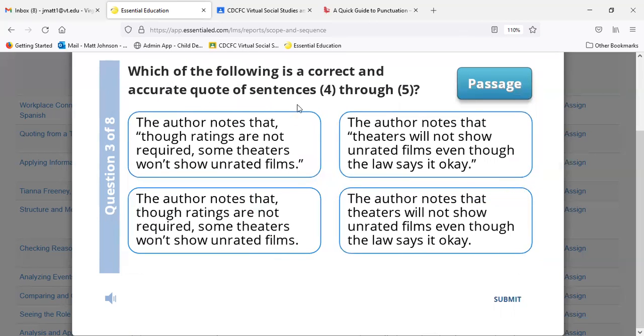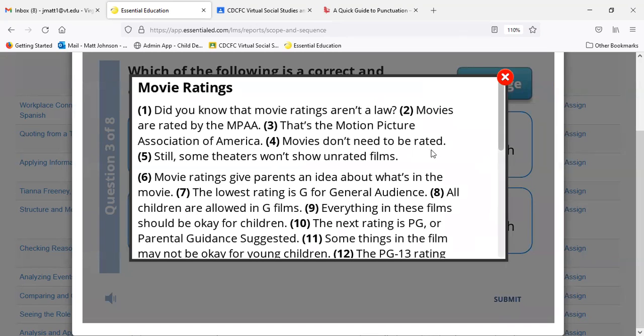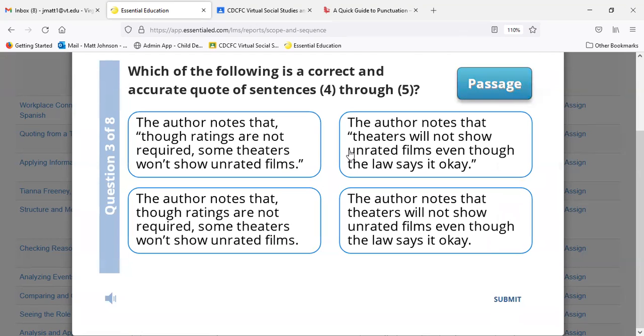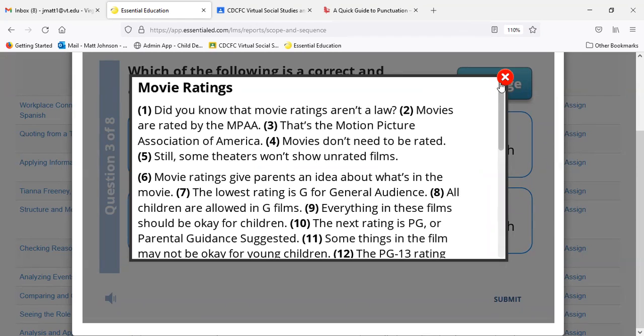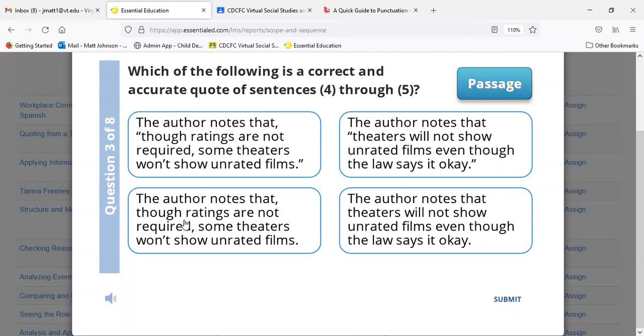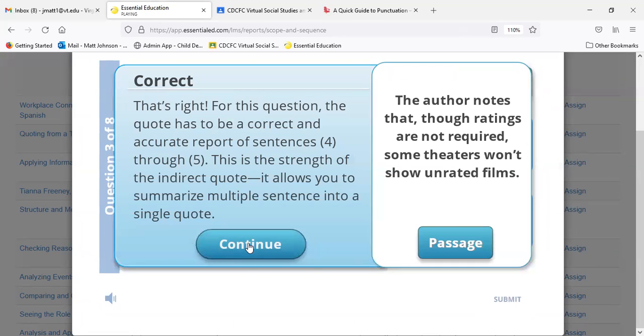Which of the following is a correct and accurate quote of sentences 4 through 5? So we're going to pop in 4 through 5. Movies don't need to be rated. Still, some theaters won't show unrated movies. None of the actual quotes are correct. That language is not correct in either one. So we have to hop down to the paraphrased ones. The author notes that theaters will not show unrated films, even though the law says it's okay. Well, it says they can, some theaters don't. So I think it's C. Yeah, it's C again. The author notes that though ratings are not required, some theaters won't show unrated films. And that's a good paraphrase of that information.